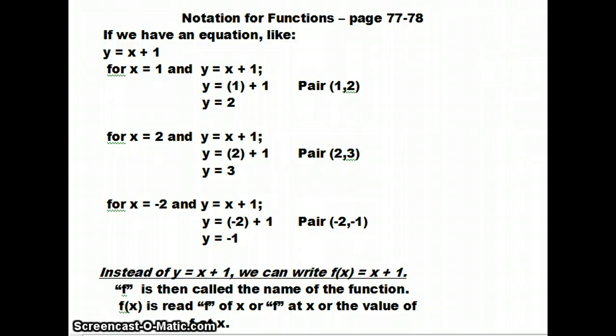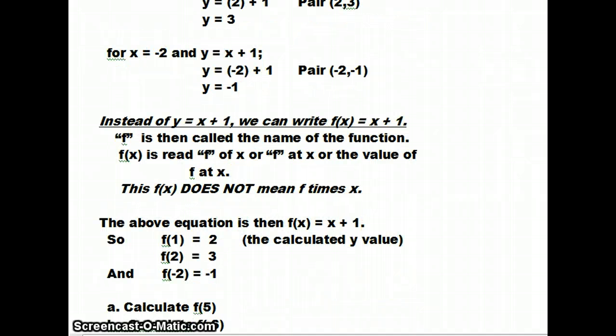Instead of writing y is equal to x plus 1, another way to write it is in functional notation, which looks like f, parentheses, x, close parentheses, is equal to x plus 1. F is called the name of the function, and f of x is read f of x, or f at x, or the value of f at x. I usually just say f of x when I'm referring to it. It does not mean f times x. F is the name of the function and x is the value that we're using.